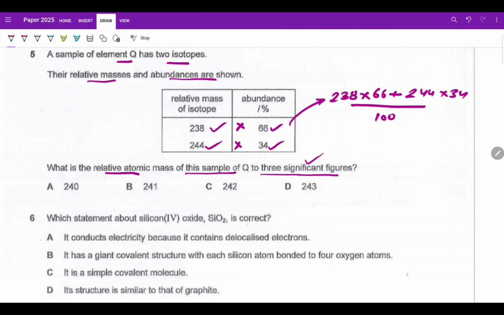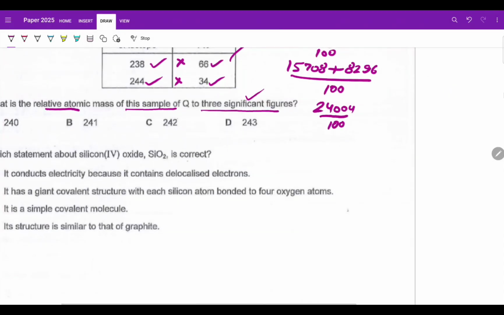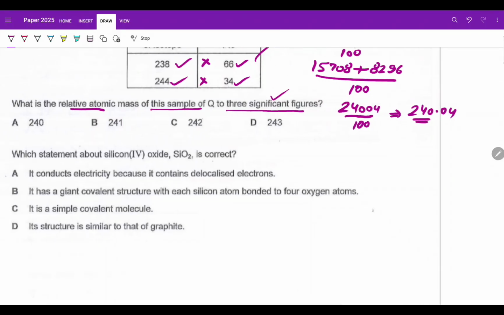If I get 238 into 66, what I will get? I get 15708. 15708 plus 244 into 34, that gives you 8296. The total comes out to be 24004 divided by 100. That comes out to be 240.04. And for 3 SF, the answer is 240, which is A.